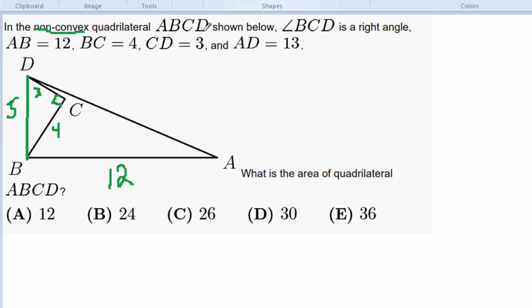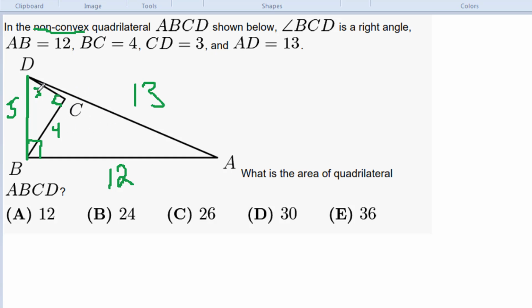And what else do we know? BCD is a right angle. And there's one more thing. AD is 13. All right. So the whole thing, 5, 12, 13, you should recognize that as the second most common right triangle. What is the area of the quadrilateral?